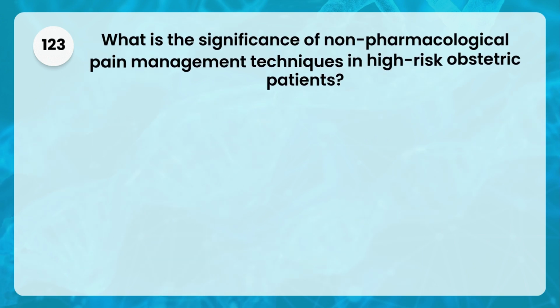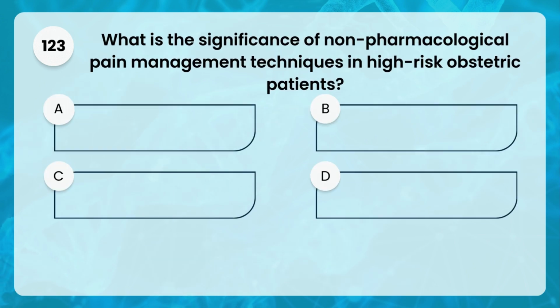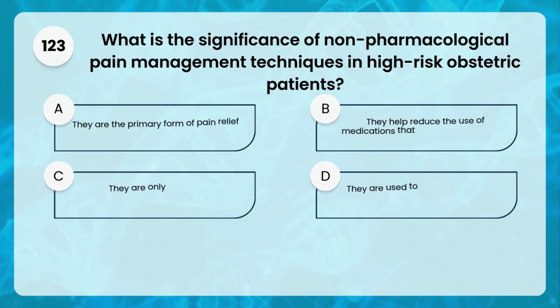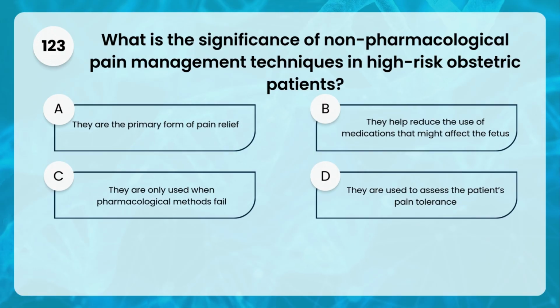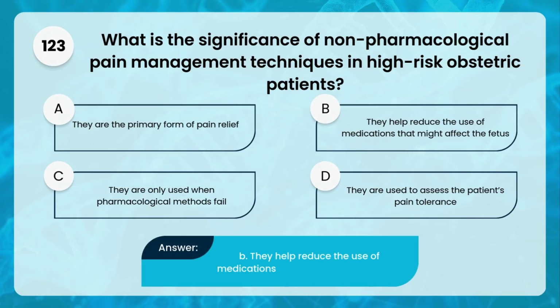123. What is the significance of non-pharmacological pain management techniques in high-risk obstetric patients? A. They are the primary form of pain relief. B. They help reduce the use of medications that might affect the fetus. C. They are only used when pharmacological methods fail. D. They are used to assess the patient's pain tolerance. The answer is B. They help reduce the use of medications that might affect the fetus.